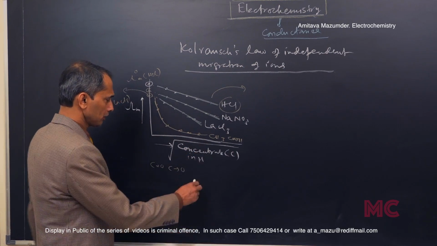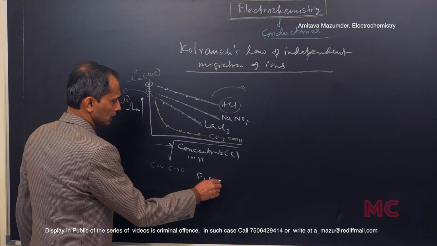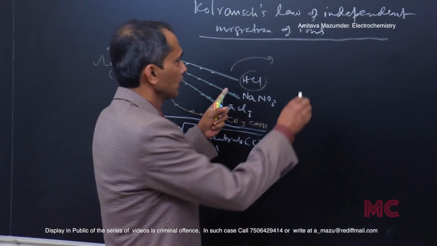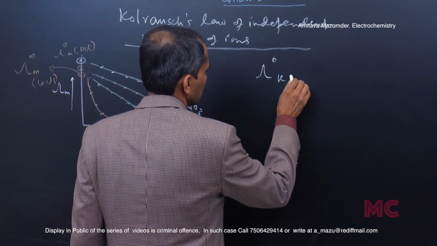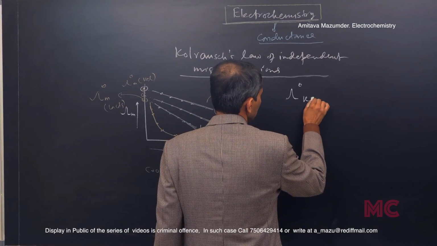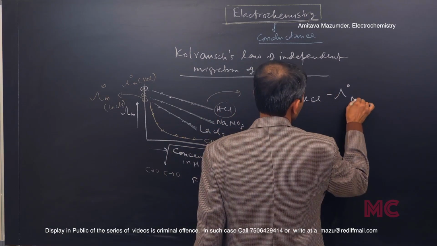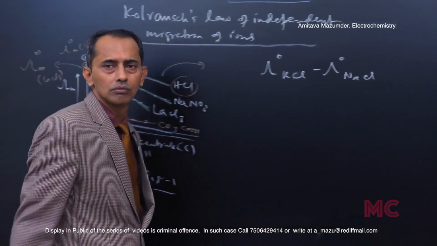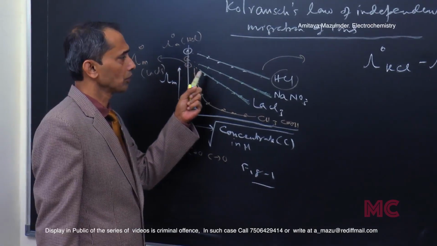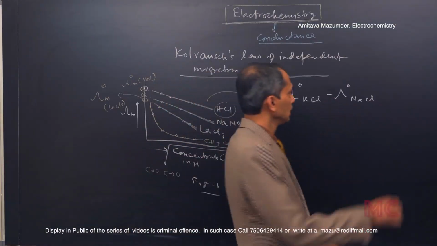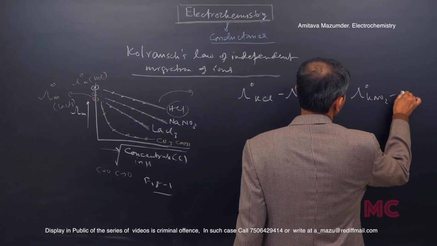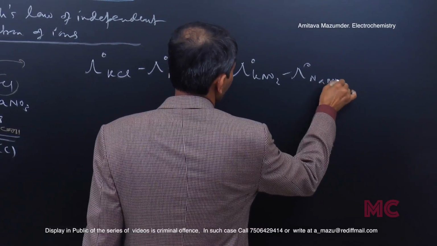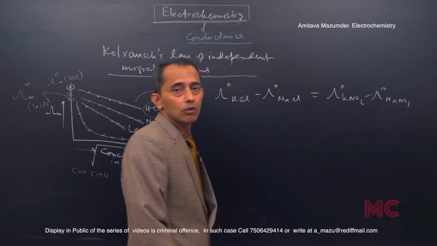Referring to this diagram, this figure, we can see something. We can say that lambda naught KCl minus lambda naught NaCl, that is at infinite dilute solution, I am talking about KCl and NaCl, has been found to be equal to lambda naught KNO3 minus lambda naught NaNO3. This was the wonderful observation by Kohlrausch.